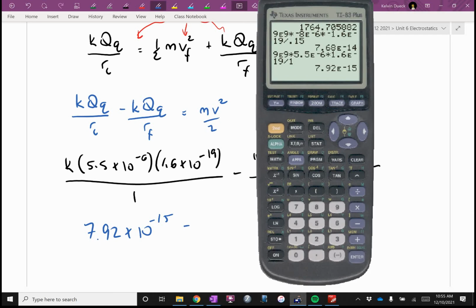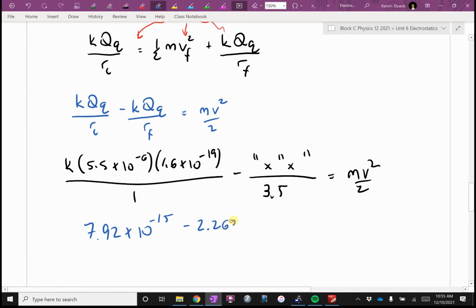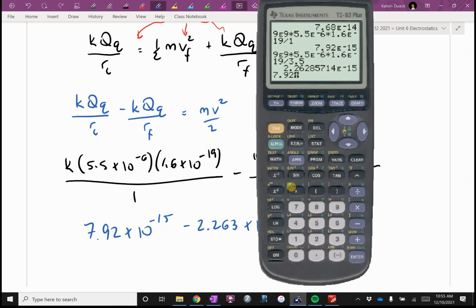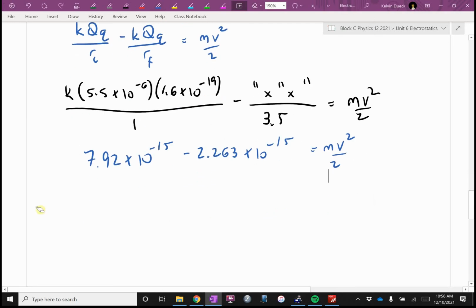And then minus, backspace, just change the 1 to a 3.5. Yeah. 2.263 times 10 to the negative 15. That equals mv squared over 2. 7.92 times 10 to the negative 15 minus answer button. I get 5.657 times 10 to the negative 15. That equals mv squared over 2.